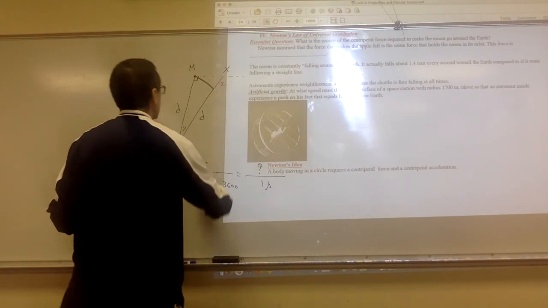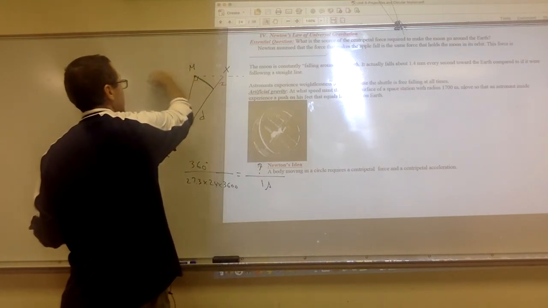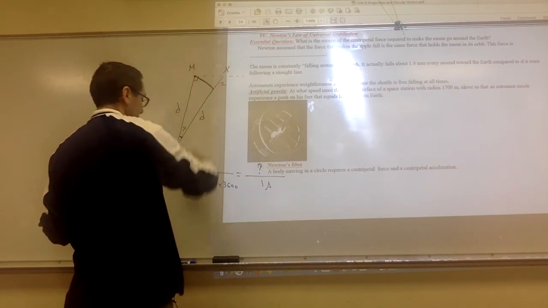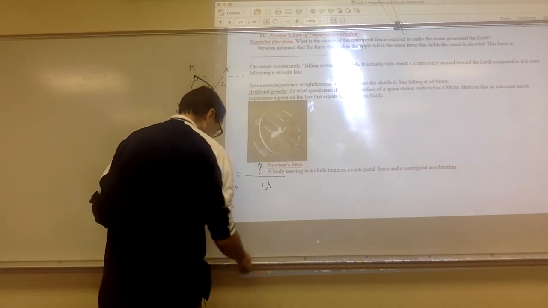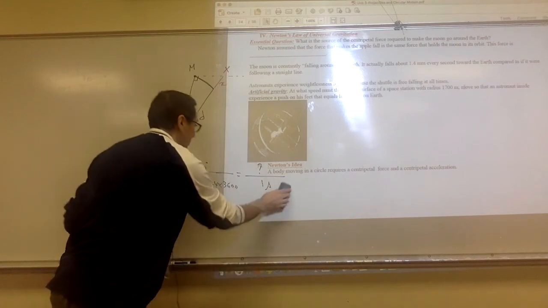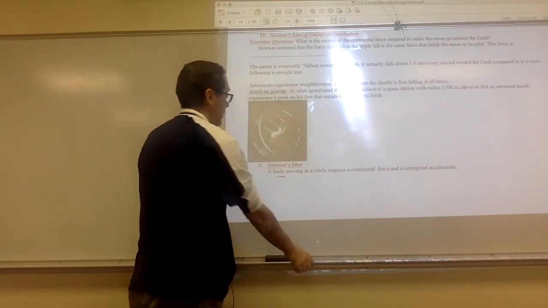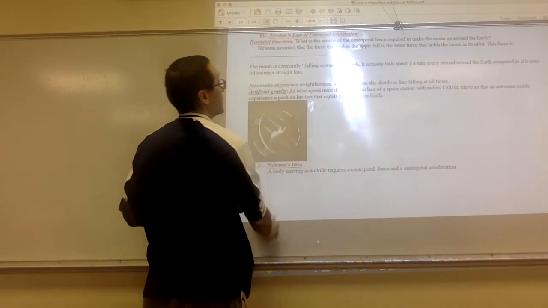And the reason this is a right triangle is because this is at the tangent, kind of, right? And this is the radius, so they have to be perpendicular. But you don't have to do it this way. You can just do it the other way, thinking of the moon as being a horizontal projectile, and it falls.